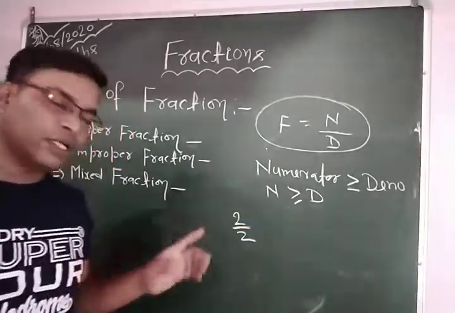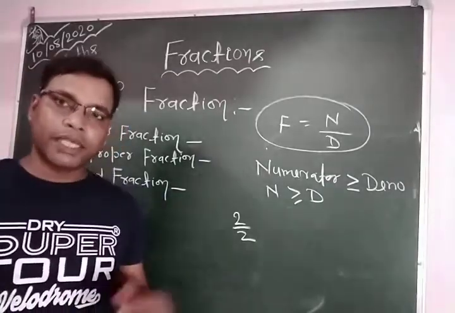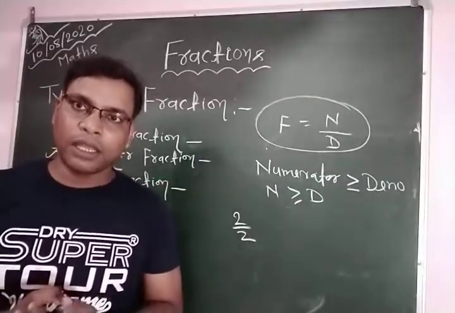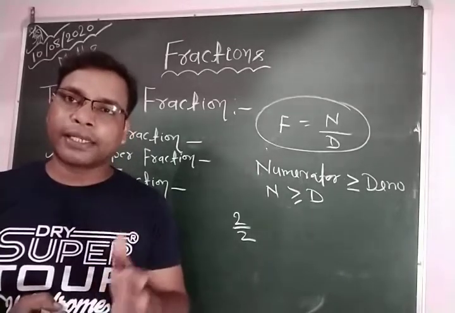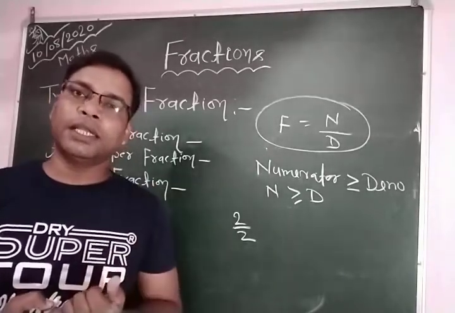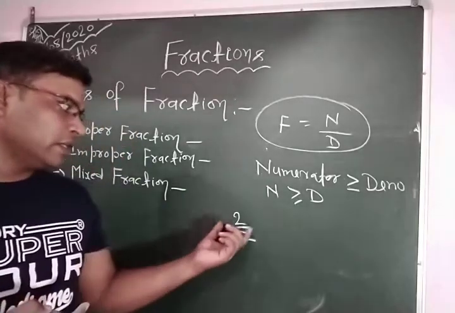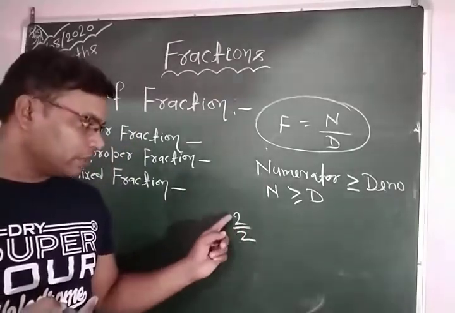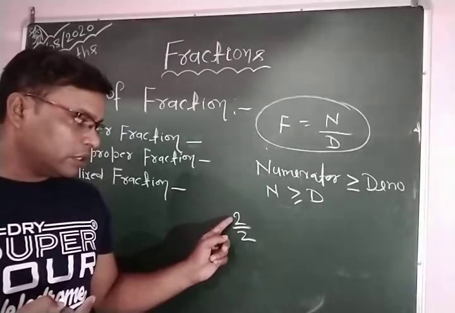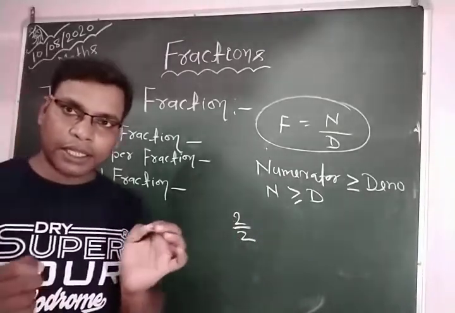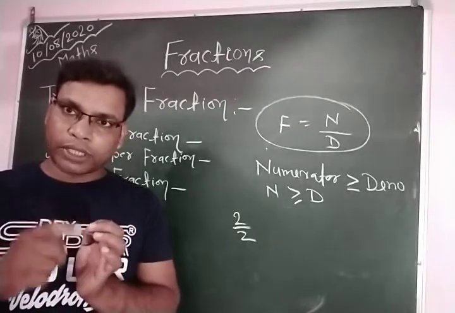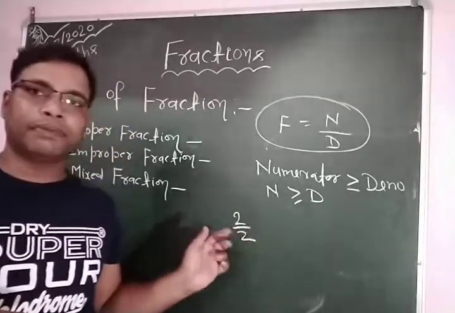For example, 2 by 2. Here you can see 2 by 2 is an improper fraction because according to the definition of improper fractions, all those fractions whose numerator is equal to or greater than its denominator are called improper fractions. So here in 2 by 2, the numerator is 2 and the denominator is also 2. Here you can see numerator and denominator are both equal, so this is an improper fraction.